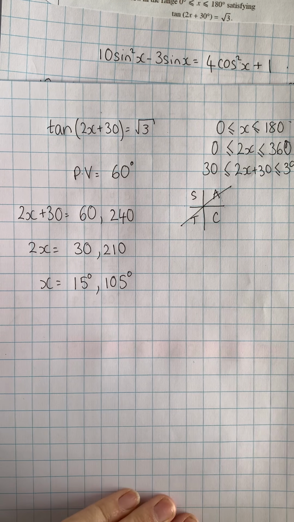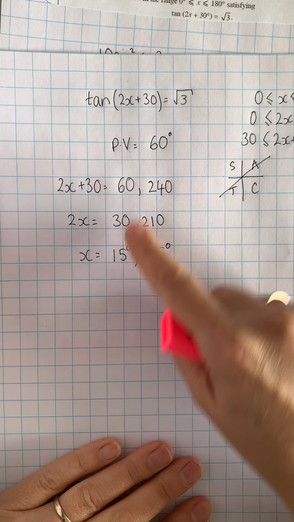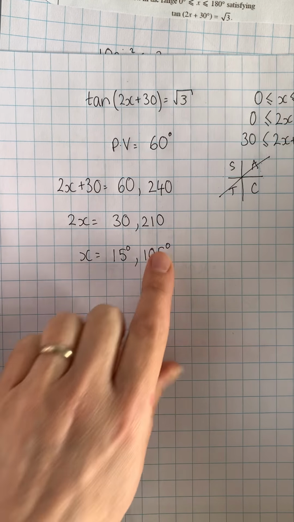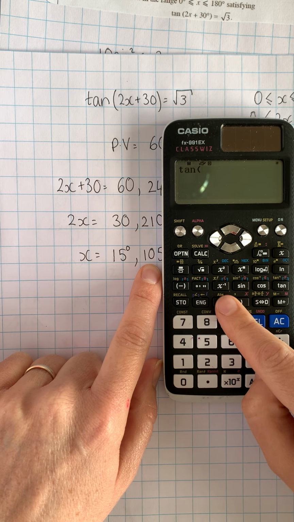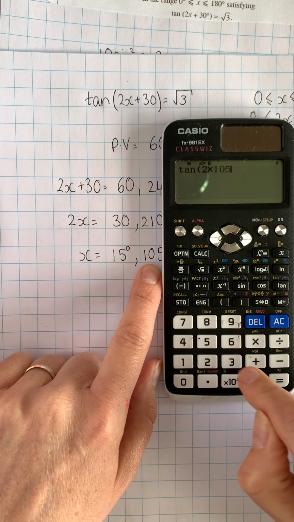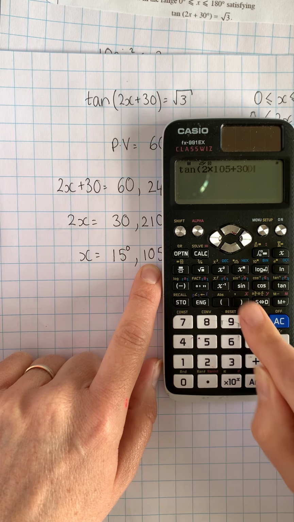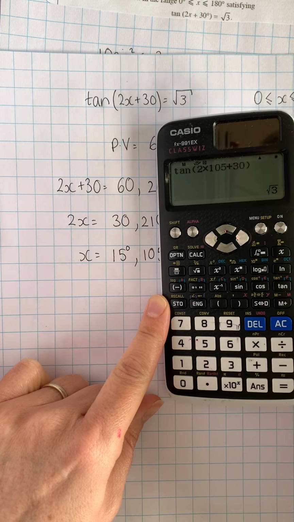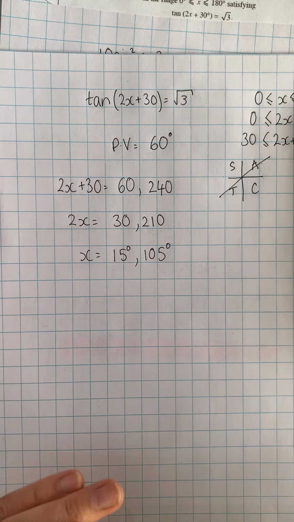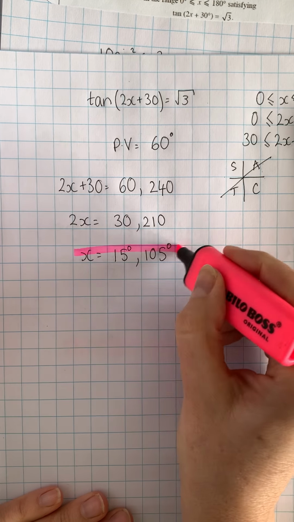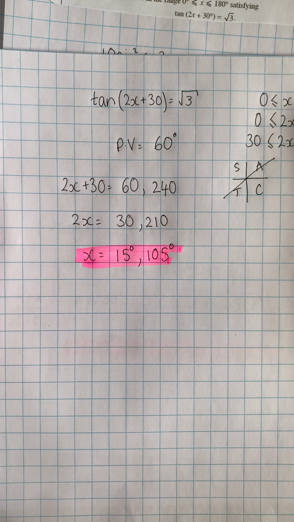And again, if you want to check that they're correct, you could just press tan. Let's do it for 105. Tan of 2 times 105 plus 30 equals root 3. Gives me the correct answer, and I could do it for 15 as well. But I'm very confident that they are the right answers now.